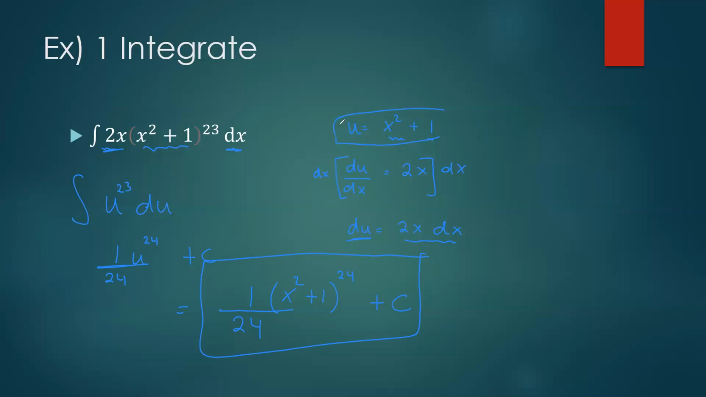Okay, so that's what I did. So figure out your u, take the du/dx, or take u prime, and get rid of anything you don't need. In our case, we didn't have to get rid of anything. And then continue with your integration rule.